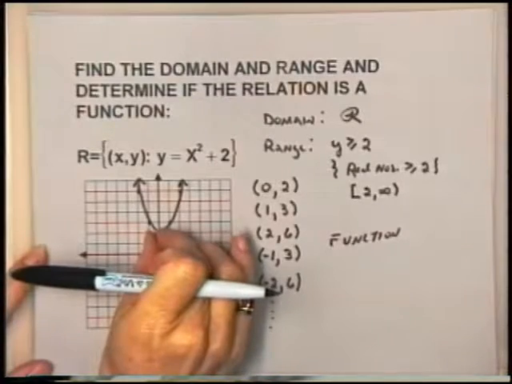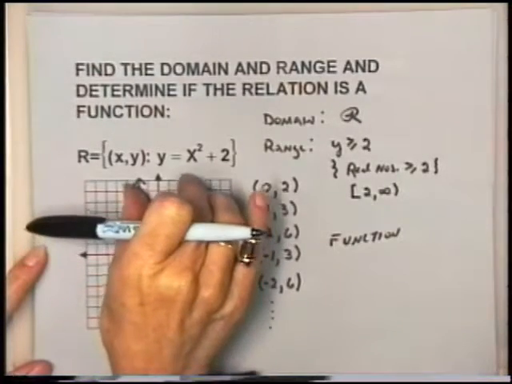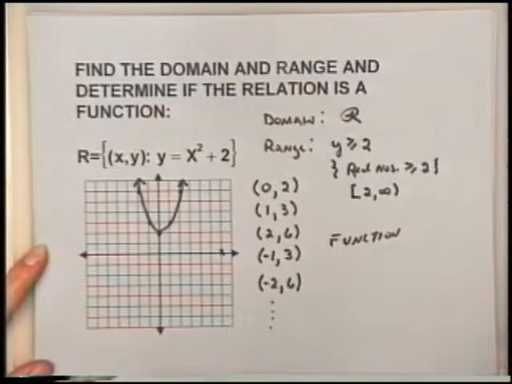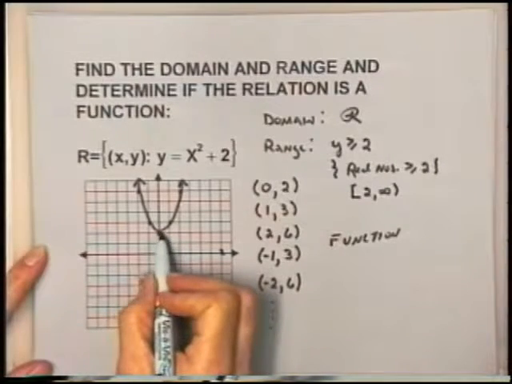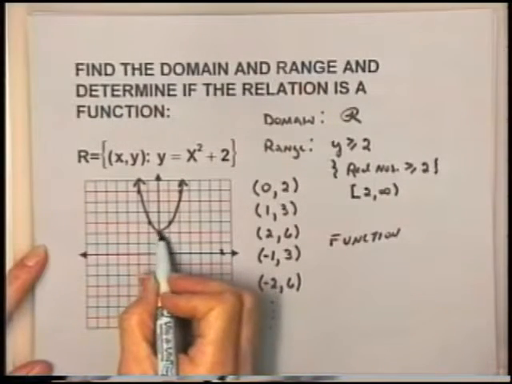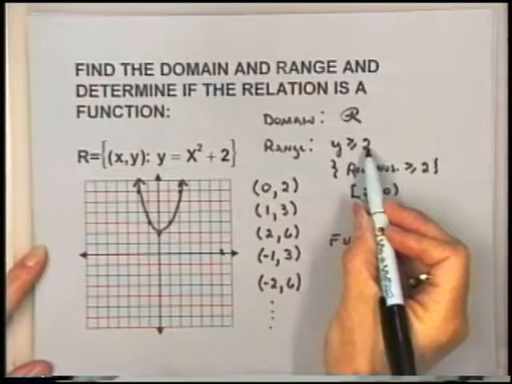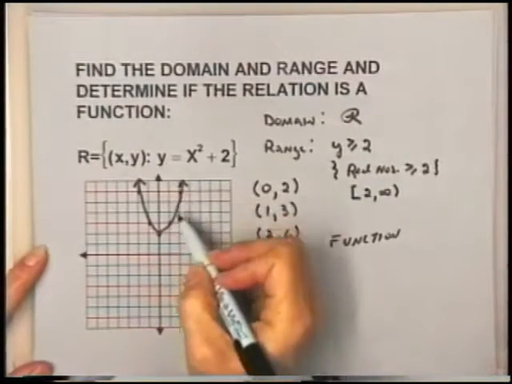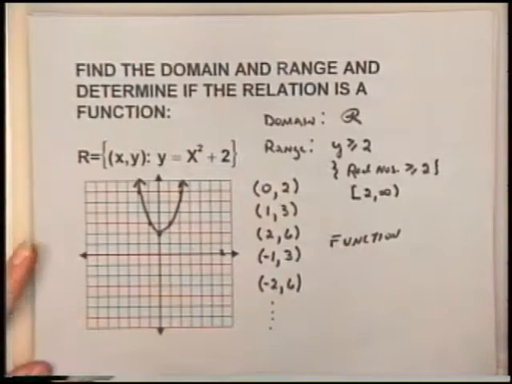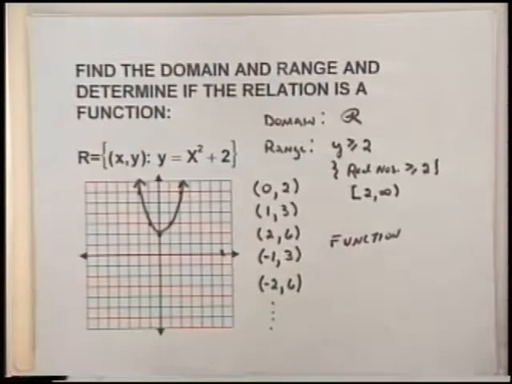And there never will be a graph, because this graph is opening from this point and continuing to go upward. The smallest y value that we encounter on this graph is at y equals 2. So our y value can be equal to 2 or it may be bigger than 2, but never smaller than 2. So we did have the correct range here.